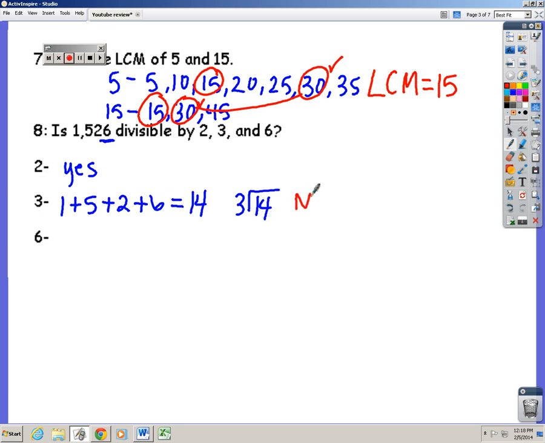So I'm going to write no. It's not divisible by 3. Our rule for 6 is if it is divisible by 2 and 3, we can see that we have a check. Yes, it's divisible by 2, but we have an X for 3. No, it's not divisible by 3, so that is a no for 6. Moving on to the next one.